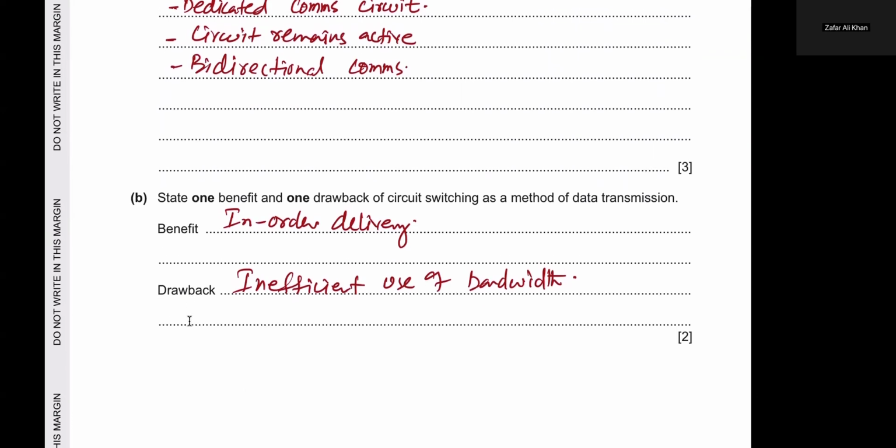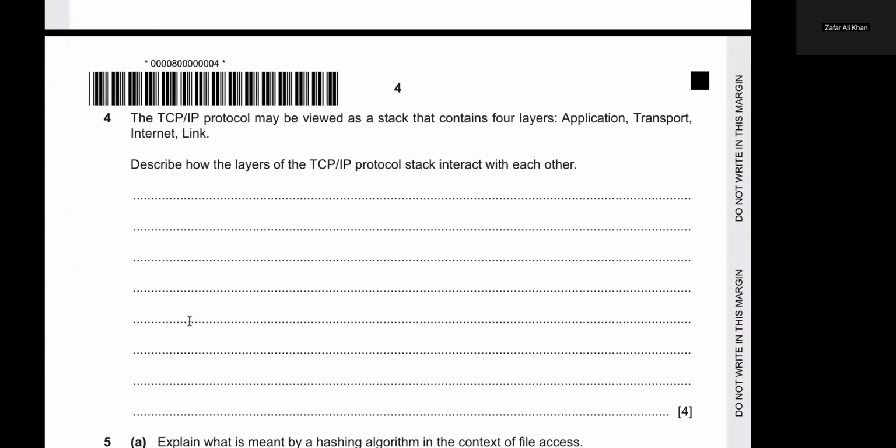Precisely. Now, let's move up a level of abstraction in networking and consider question 4, which deals with the interaction of the layers in the TCP/IP protocol stack. Application, transport, internet, and link layers. How do these layers work together to enable communication?